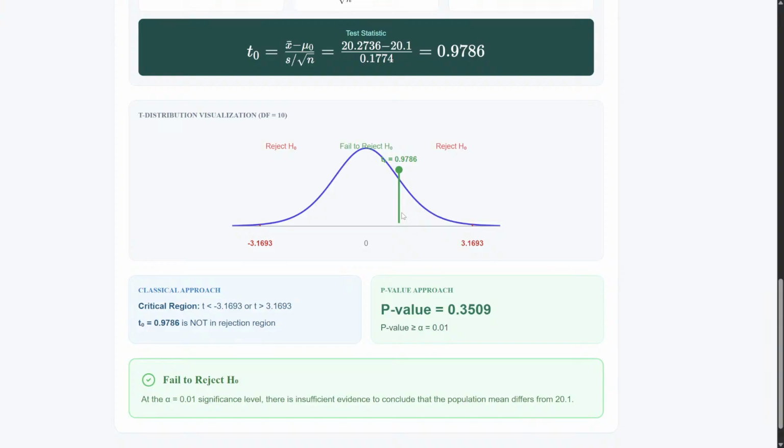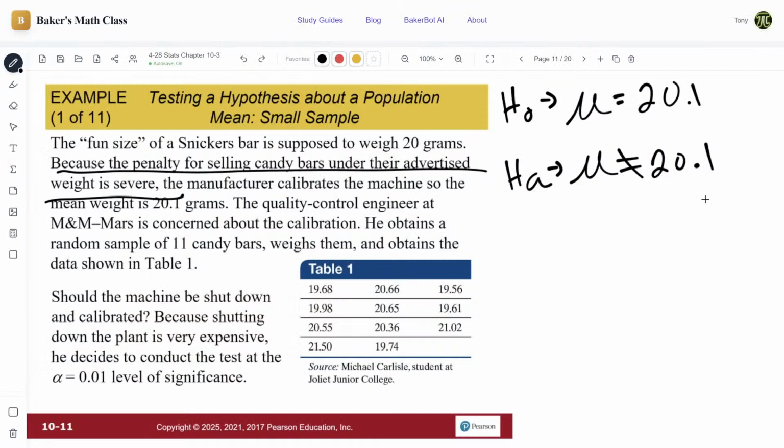But are we so far above it that I should shut the machine down? No, because I'm not in those regions at the end. So we are failing to reject the null hypothesis that it is different than the 20.1. So the machine is calibrated correctly based on my data.